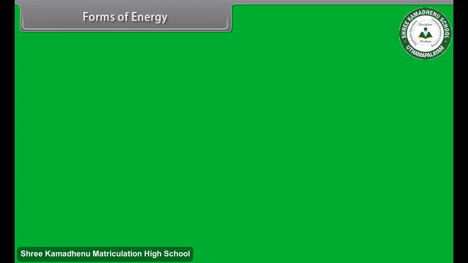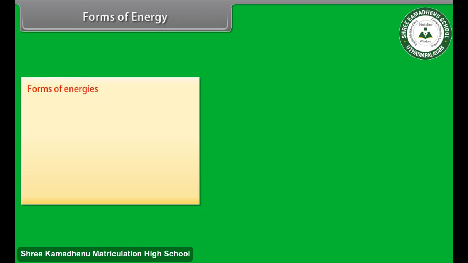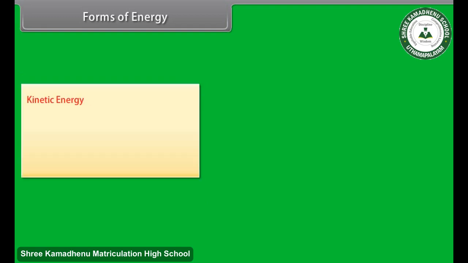Forms of energy. There are many different forms of energies. These various forms include potential energy, kinetic energy, heat energy, chemical energy, electrical energy, and light energy. Let us first study about kinetic energy.